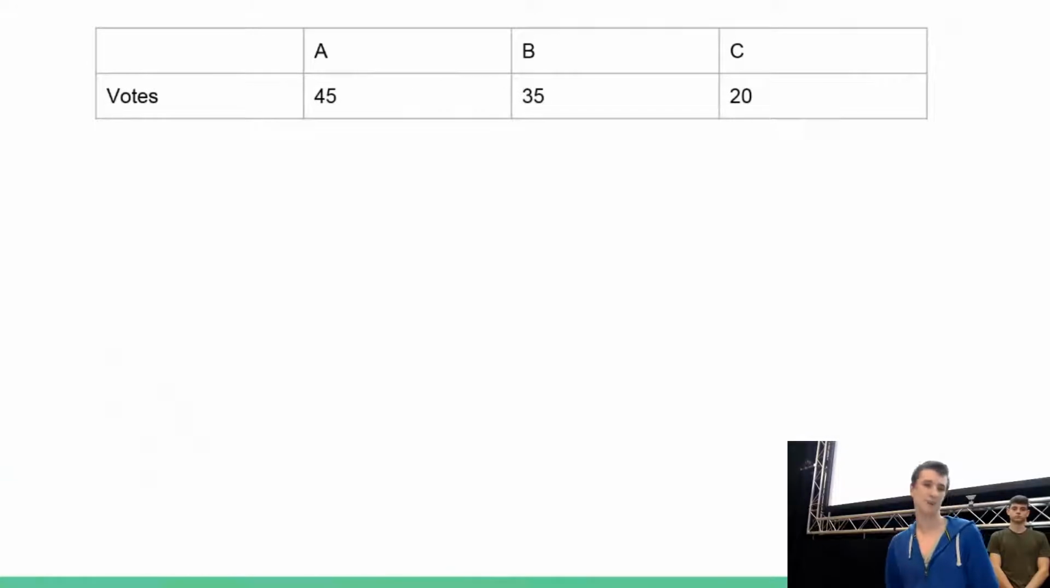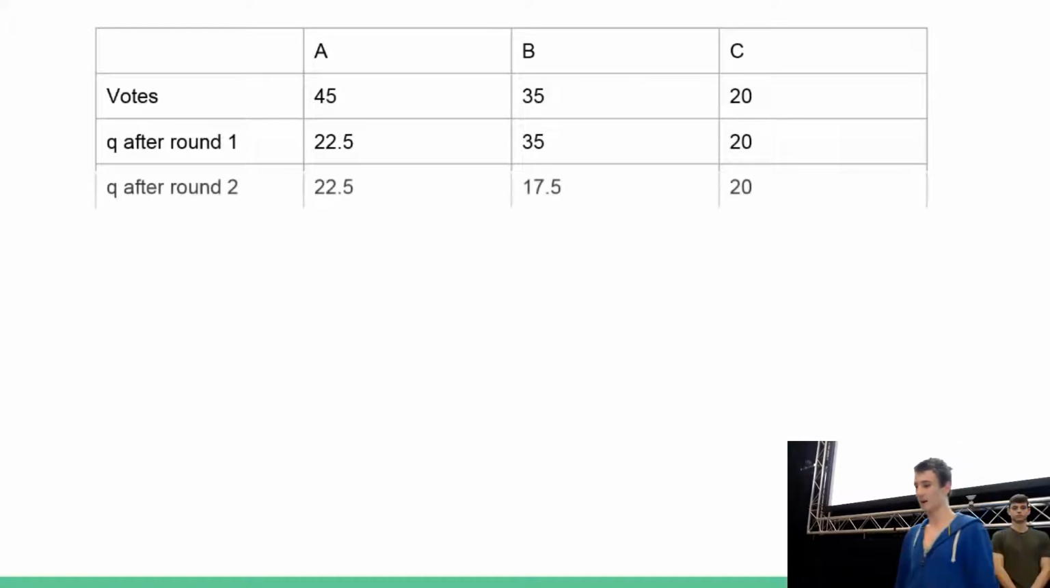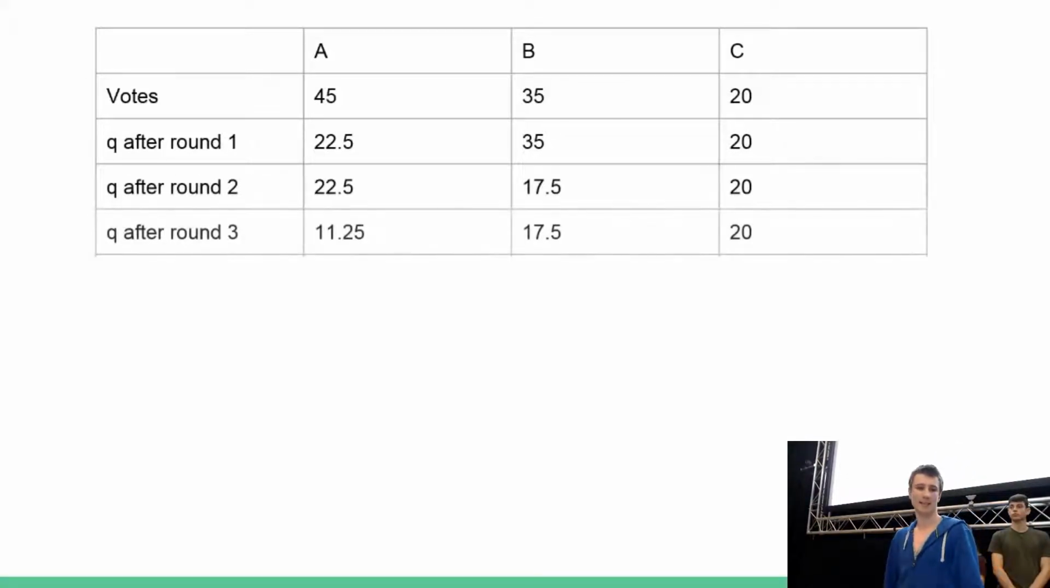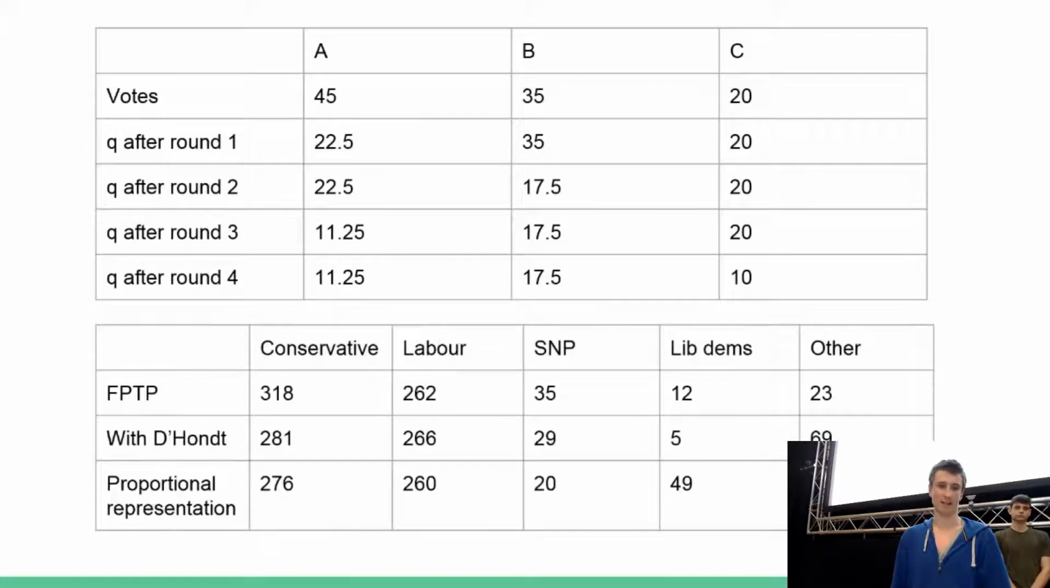So if you look at an example of this, let's say Party A gets 45% of the votes, Party B gets 35, and Party C gets 20. So the first seat is going to go to Party A, and so their value of Q is going to decrease in the next round. And that means that the next seat is going to go to Party B, and this carries on until all the seats have been allocated. And whoever has the most seats, obviously, would win.